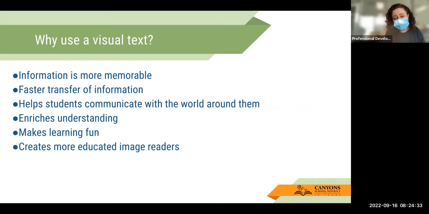It makes the learning more fun because you're going to introduce the media that the students like better than just reading a plain text. And it also creates a more educated image reader, because they will be able to look at what is important in a picture, what is just added to the picture, and so on and so forth.